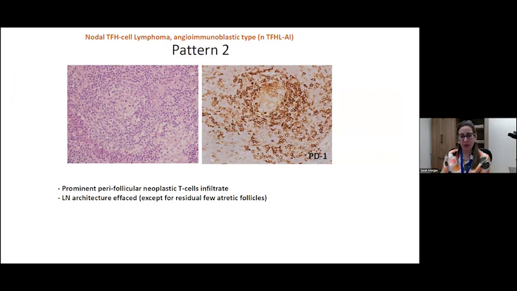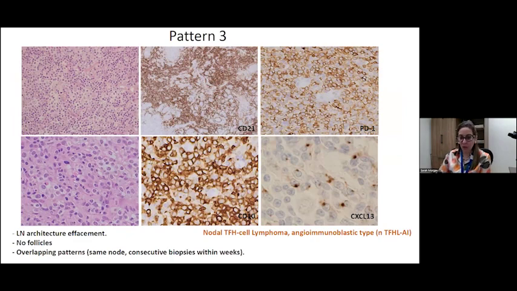Pattern 2 would be partial effacement of the lymph node, but with some residual atretic follicles, like the one seen on the left. And PD1 is also showing the T follicular helper lymphoma cells emerging from the follicle and spilling into the interfollicular areas. Pattern 3 is the full-blown picture with complete effacement of the lymph node by the atypical infiltrate that's shown on the left side, upper and lower photomicrographs.